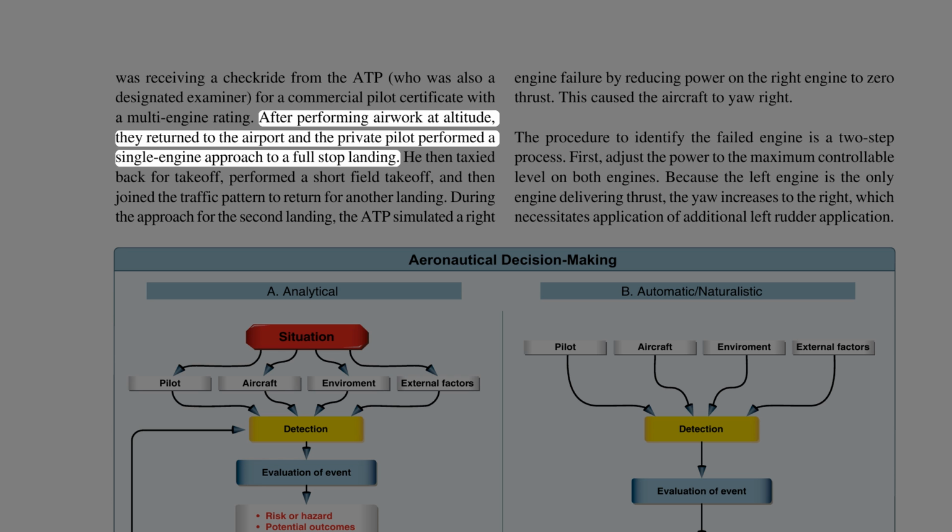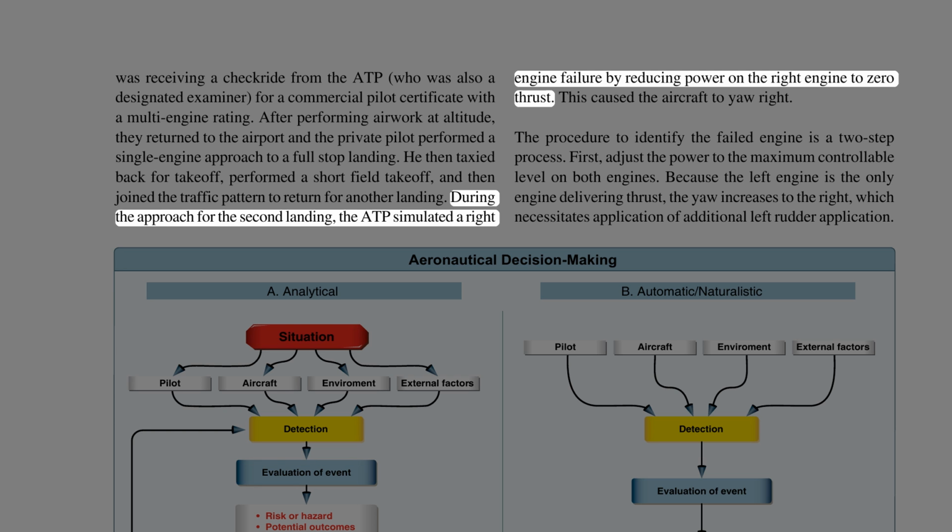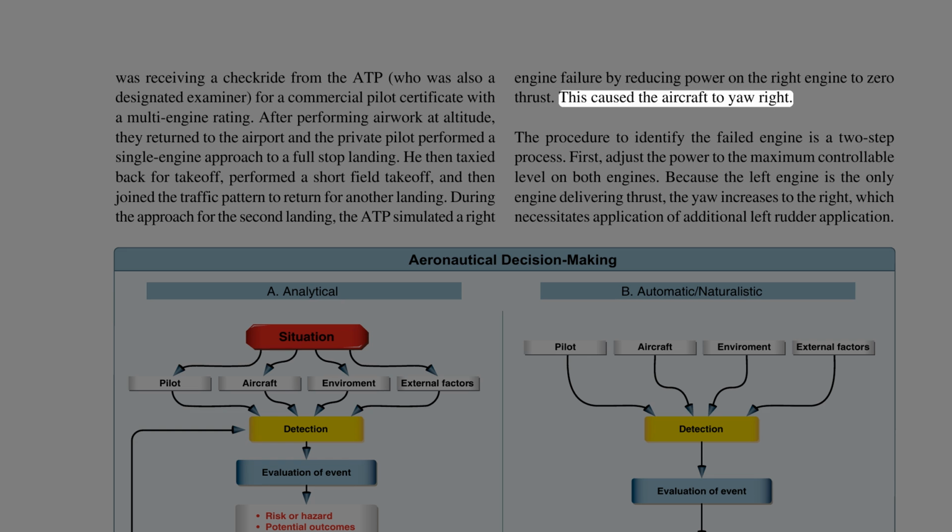After performing airwork at altitude, they returned to the airport, and the private pilot performed a single-engine approach to a full-stop landing. He then taxied back for takeoff, performed a short field takeoff, and then joined the traffic pattern to return for another landing. During the approach for the second landing, the ATP simulated a right engine failure by reducing power on the right engine to zero thrust. This caused the aircraft to yaw right.